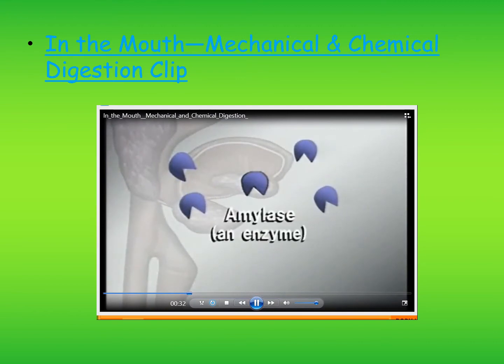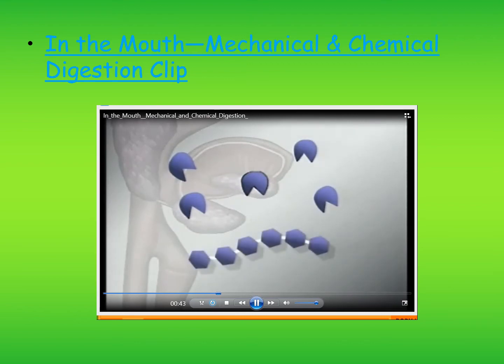Saliva also contains amylase, an enzyme. Different kinds of enzymes help digestion by breaking up large molecules into smaller ones. Amylase acts on large molecules of starch, a kind of carbohydrate.